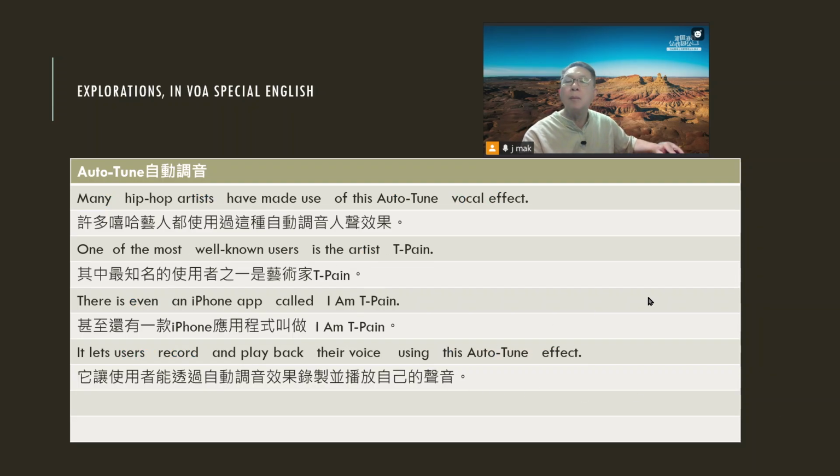So sad that you're leaving. Takes time to believe it. But after all it's said and many hip-hop artists have made use of this auto-tune vocal effect. One of the most well-known users is the artist T-Pain. There is even an iPhone app called I Am T-Pain. It lets users record and play back their voice using this auto-tune effect.